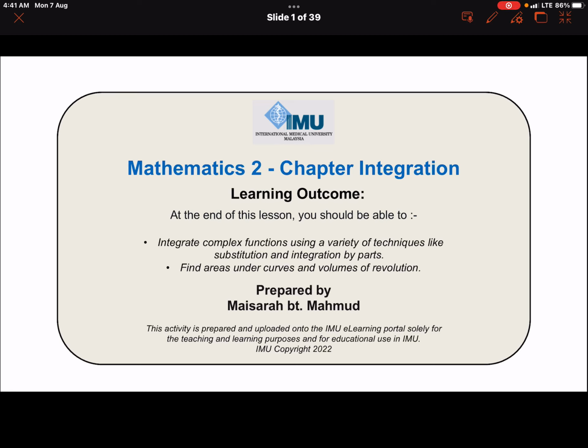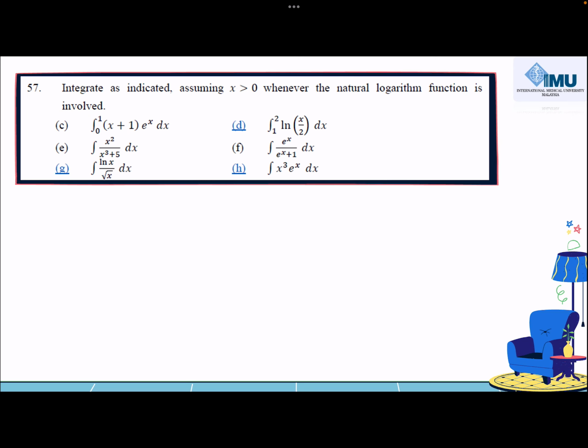Mathematics 2 chapter integration. Tutorial question 57H. Now, how to integrate x cubed multiplied by e^x? Yes, you can use the IBP method. However, today I'm going to introduce you to a shorter version of IBP, which we call the tabular method.